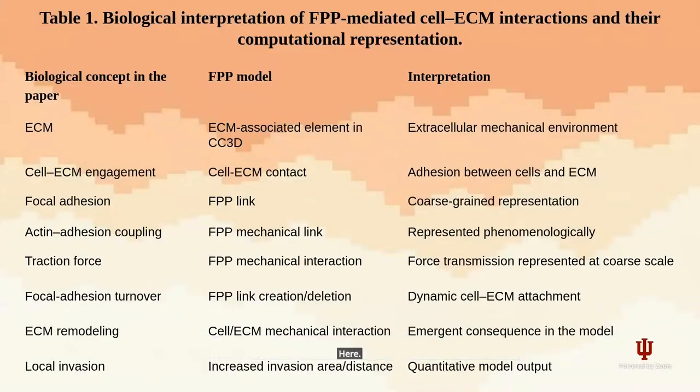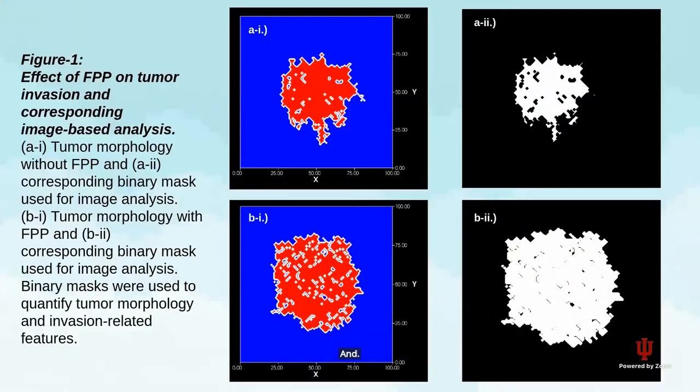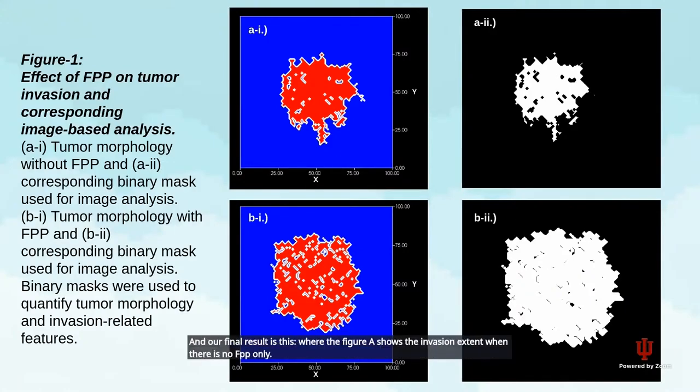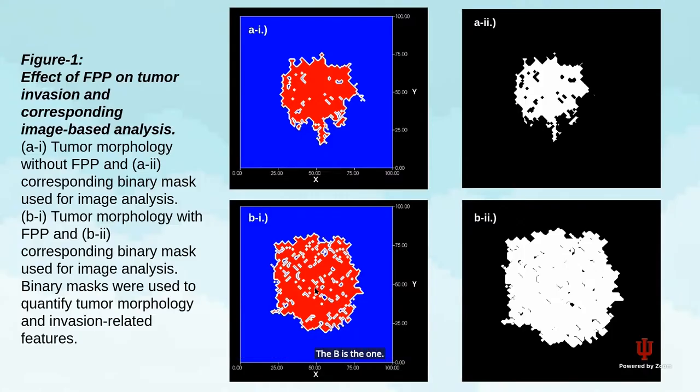Here we have drawn the analogs between the experimental findings and our interpretation. And our final result is this, where figure A shows the invasion extent when there is no FPP. Only the cell-cell adhesion is controlling the extent of invasion. And the second A is basically how we have done the image analysis, where we have converted this into a black and white image, and then we calculate the area parameters, circularity, solidity, all these parameters to check the extent of invasion.